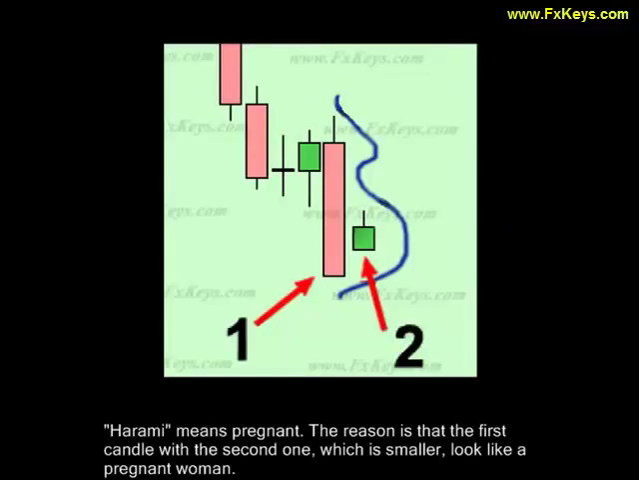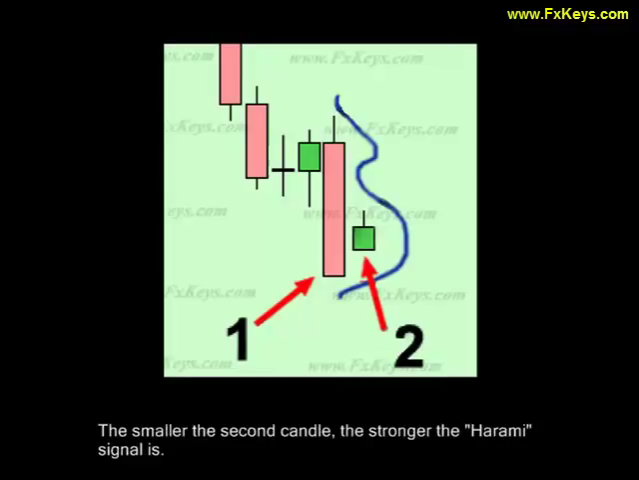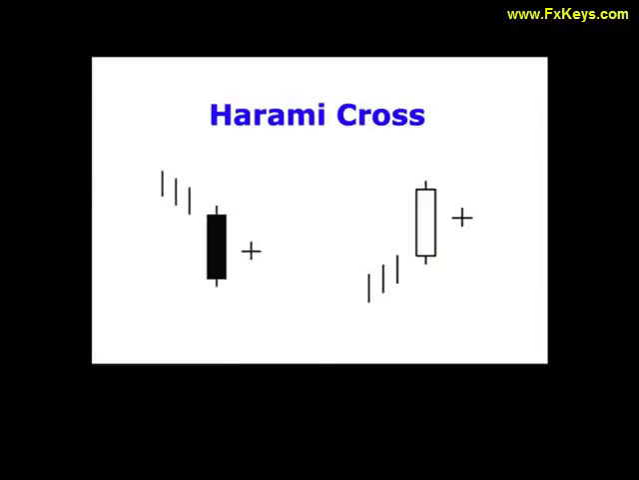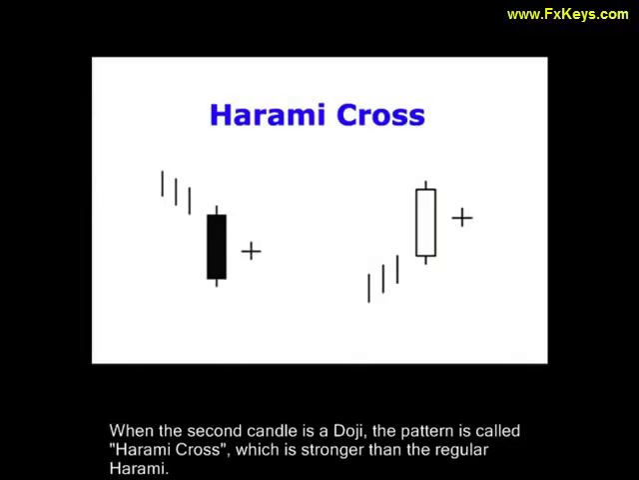Harami means pregnant. The reason is that the first candle, with the second one, which is smaller, look like a pregnant woman. The smaller the second candle, the stronger the Harami signal is. When the second candle is a doji, the pattern is called Harami cross, which is stronger than the regular Harami.